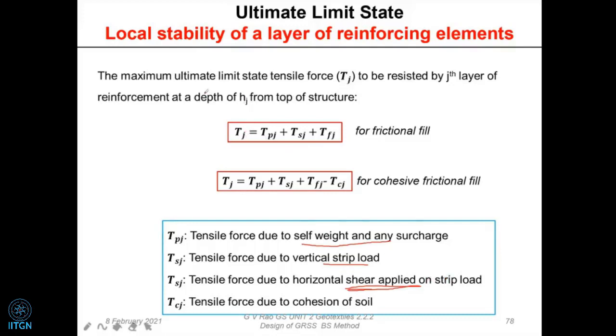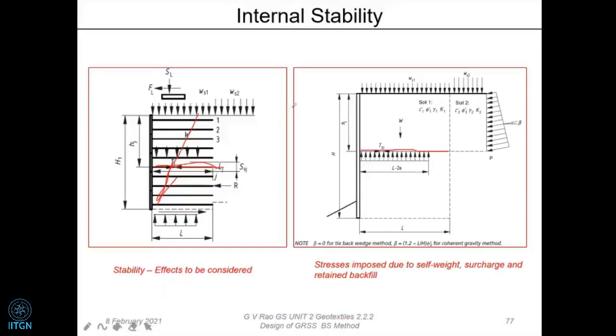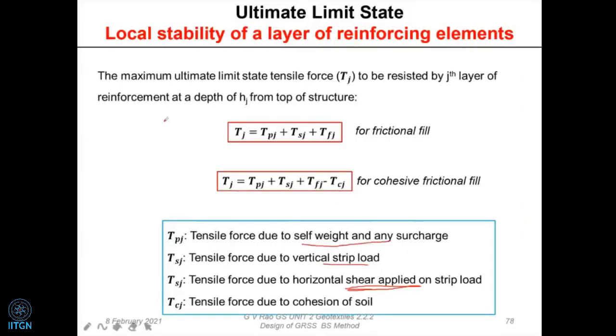TJ is the maximum ultimate limit tensile force TJ to be resisted by the jth layer of reinforcement at a depth of Hj from the top. That is very important. Hj is going to give you the vertical stress, because we need the vertical stress to find out the friction. That means sigma is the vertical stress multiplied by tan delta, let us say, if delta is the angle of interface friction, and naturally that is what we are going to consider.